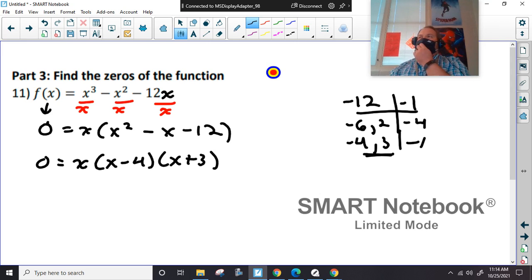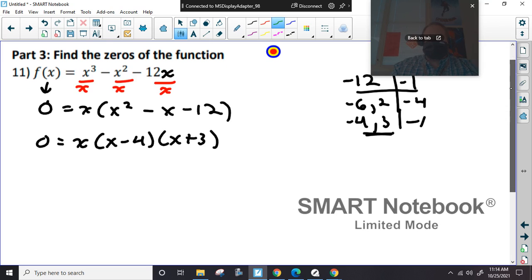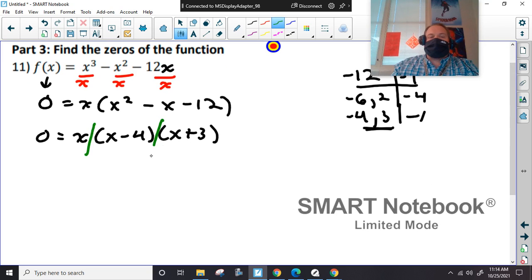Now, before anybody asks, yes, it does matter where you put the positives and negatives. Again, it does matter where you put the positives and negatives. No. It has to have x minus 4.